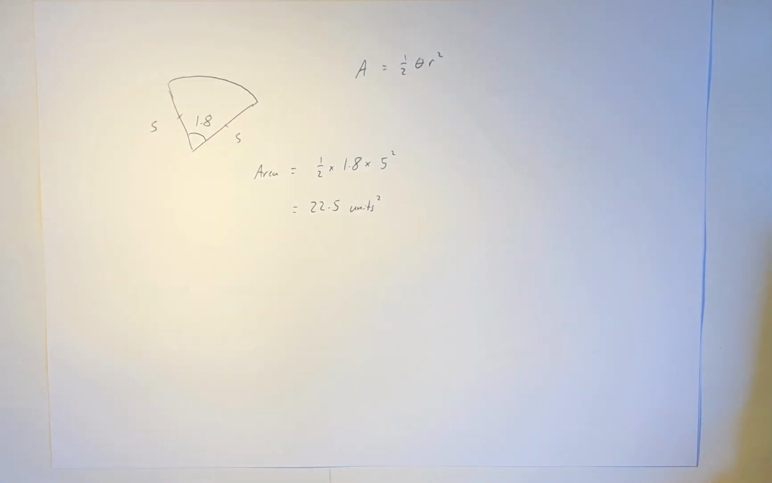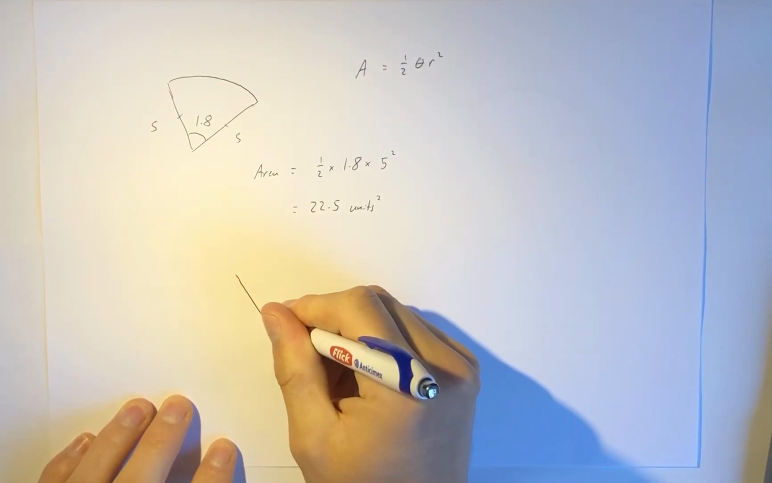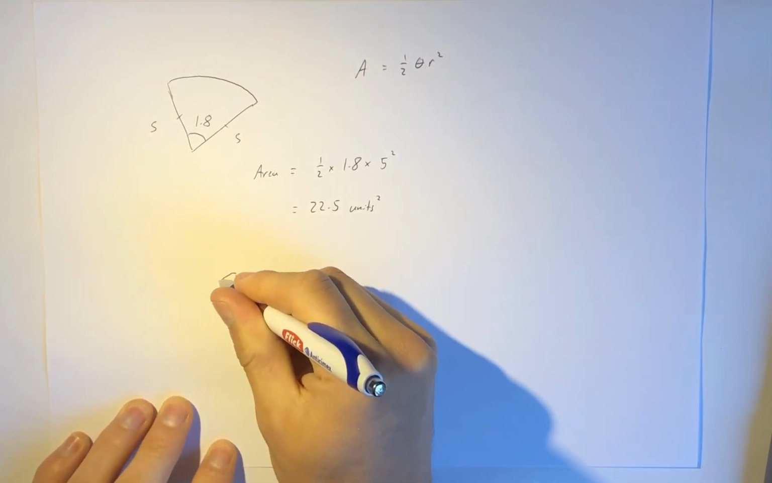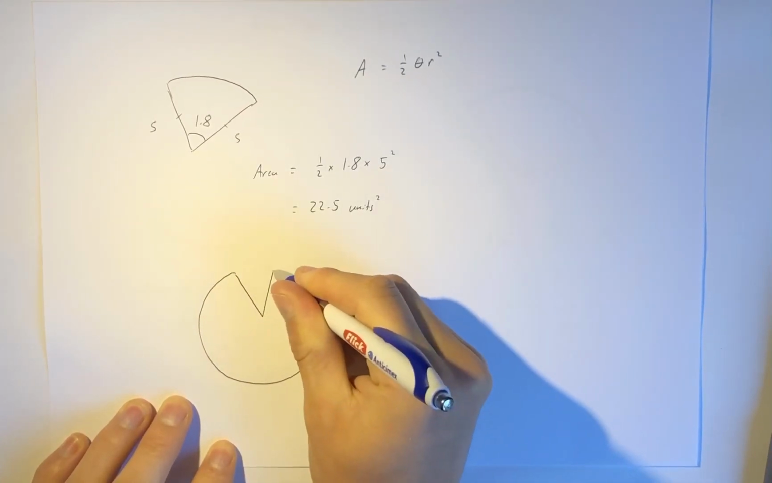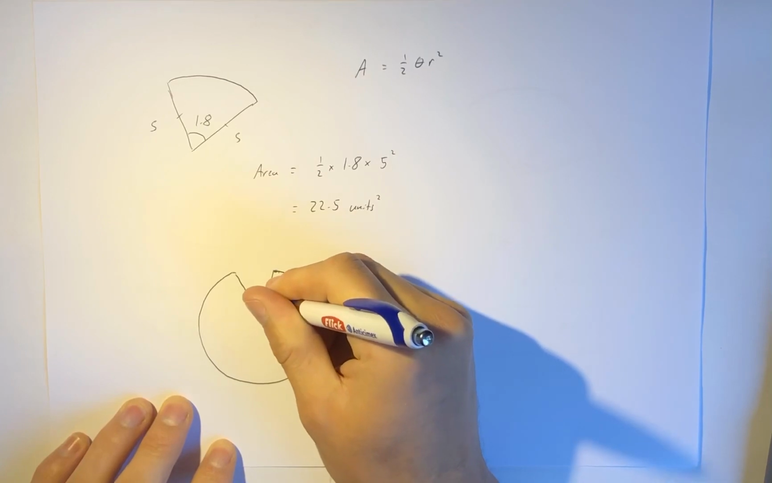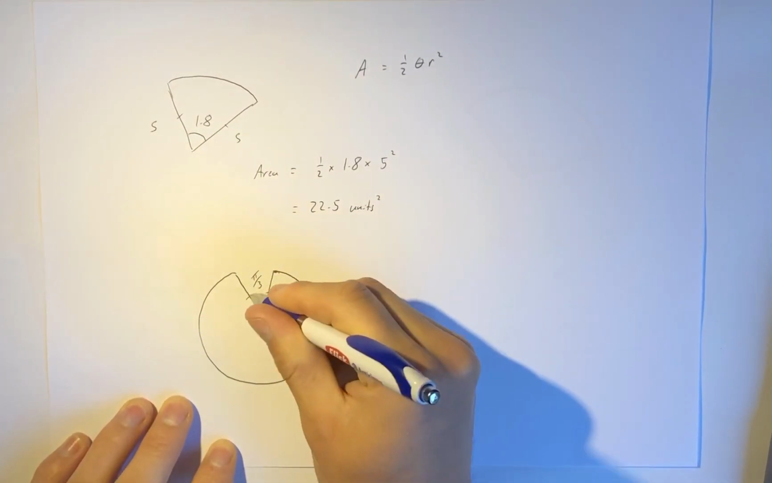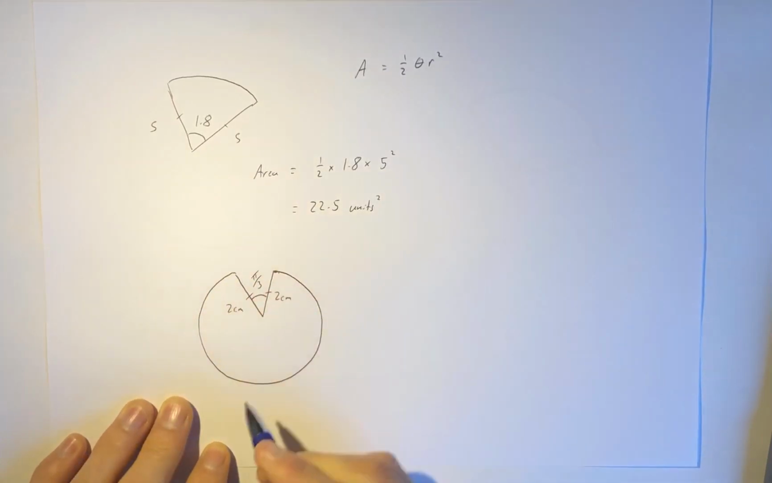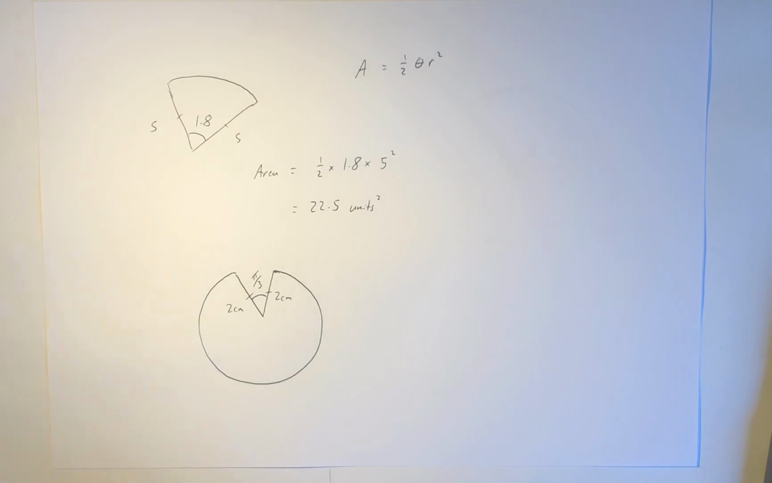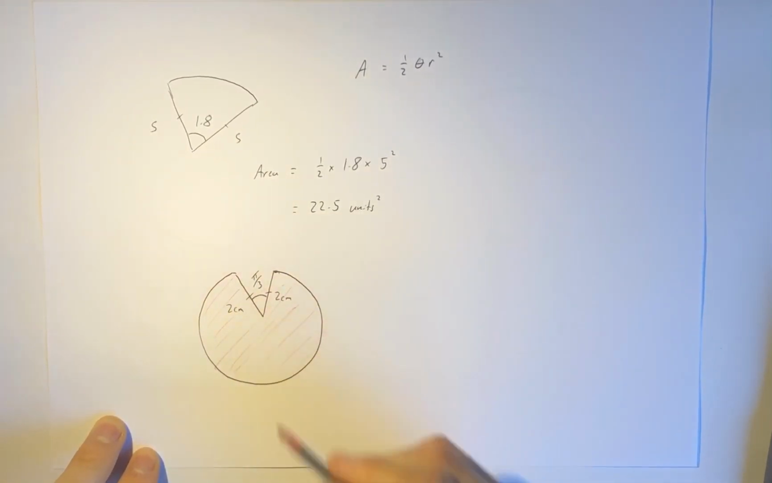Let's have a look at just another one. So what if we had something like that? We want the area of this thing. And we know that that's pi over 3 radians in there, and that's 2 centimeters on either side. Well, what's the area of this whole thing going to be?